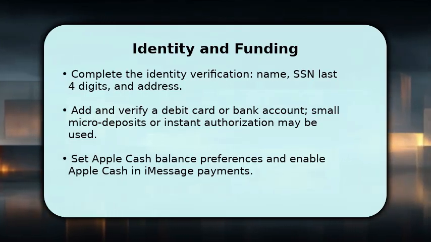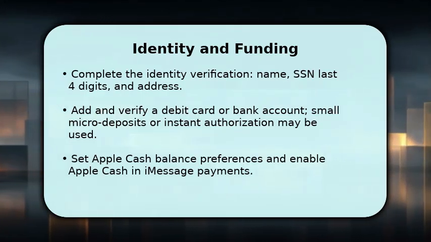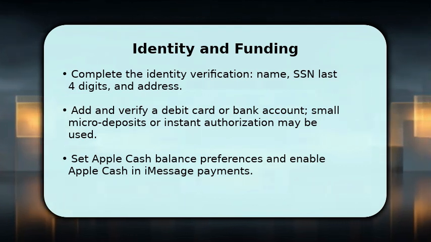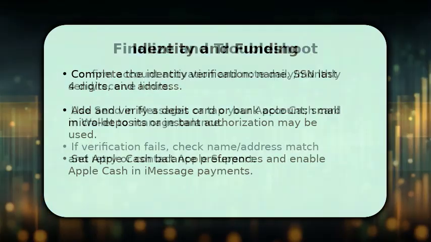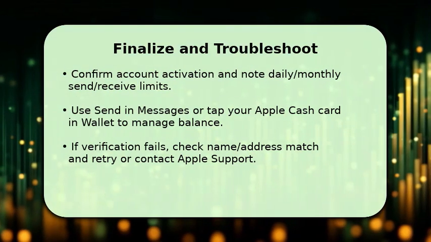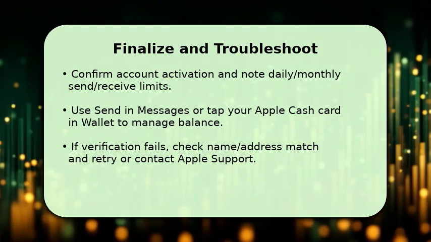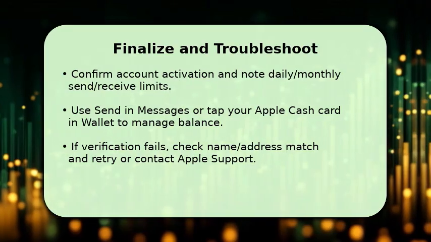funds. Once funding is linked, set your preferred funding source for payments and turn on automatic acceptance of payments if you want instant deposits. To finish, confirm the Apple Cash account activation in Wallet and review your available balance and transaction history. Test by sending a small amount through messages.